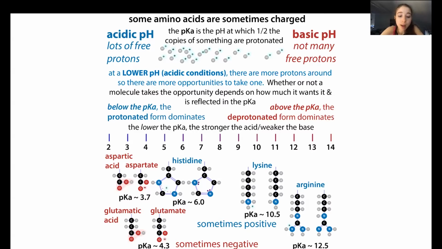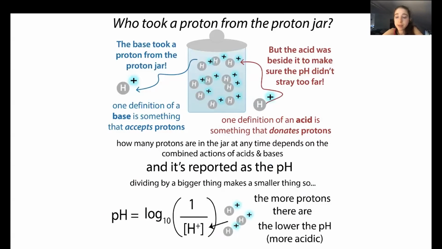So if we go back to our proton jar, think about something that would be acidic. An acid is something that is going to donate a proton. But what if the proton jar is already really full? This is the case with a low pH.